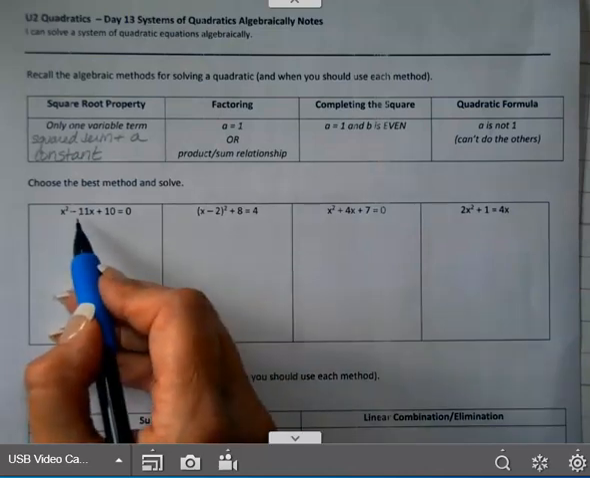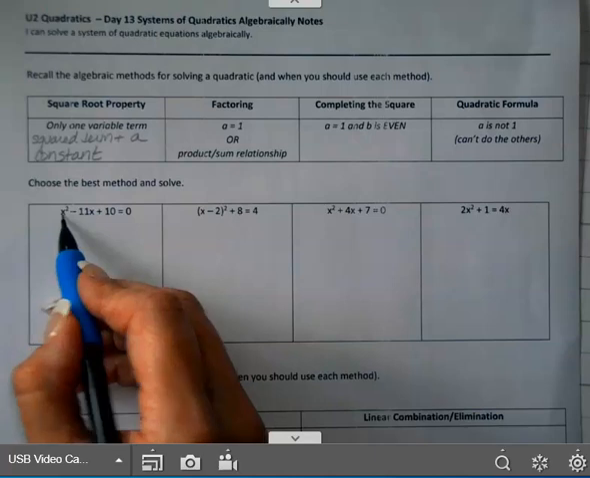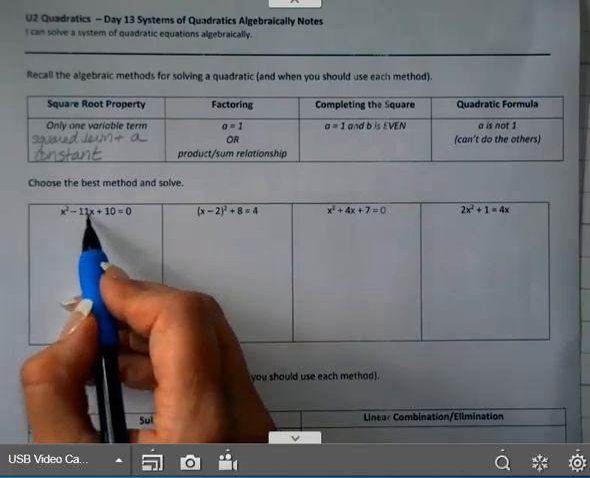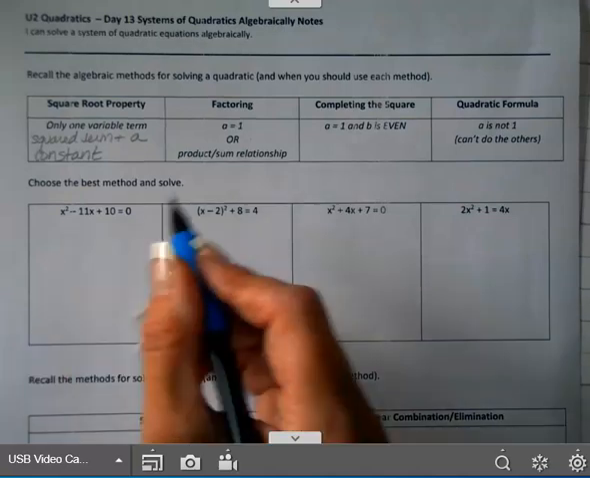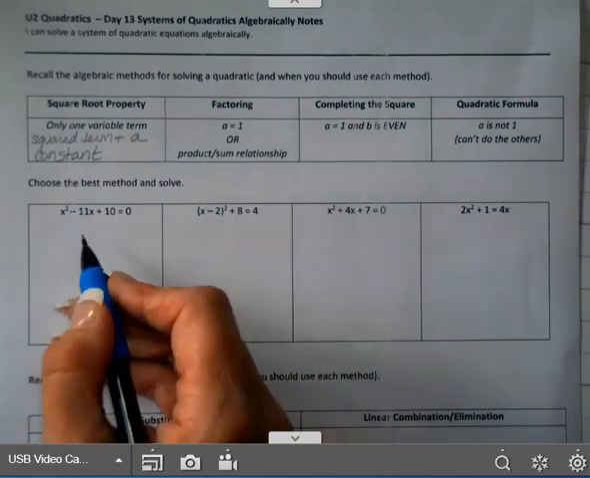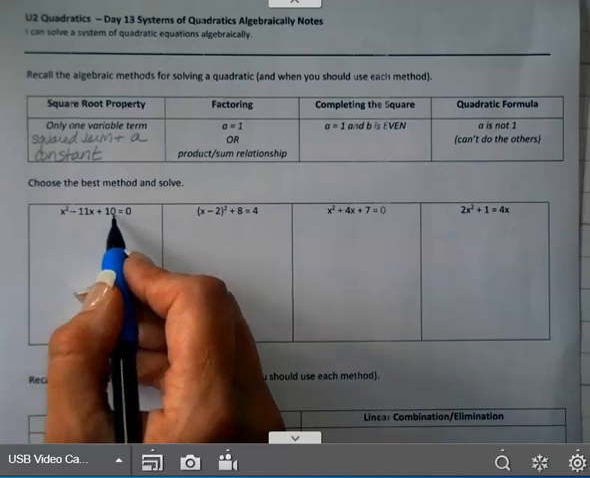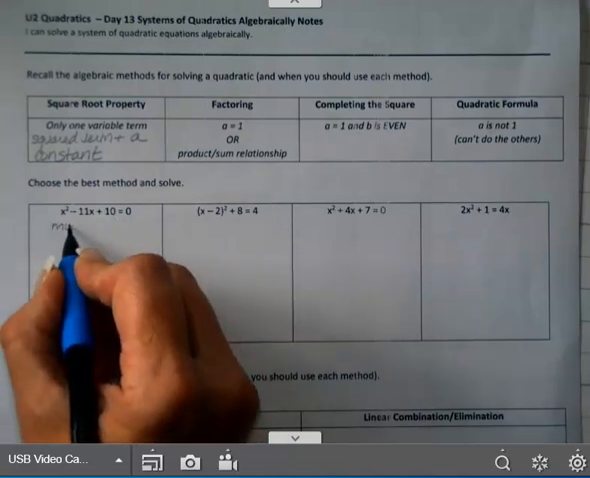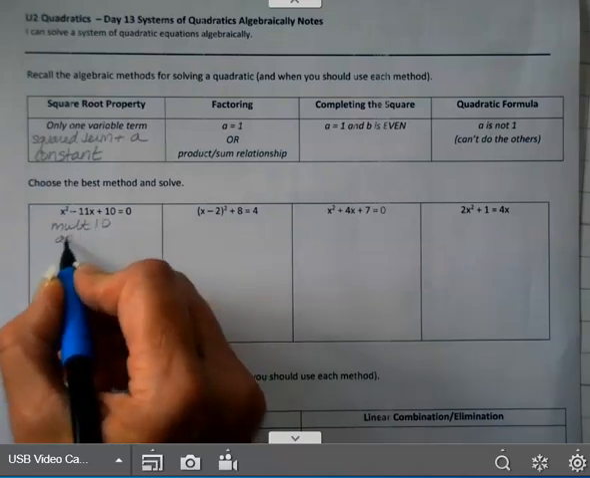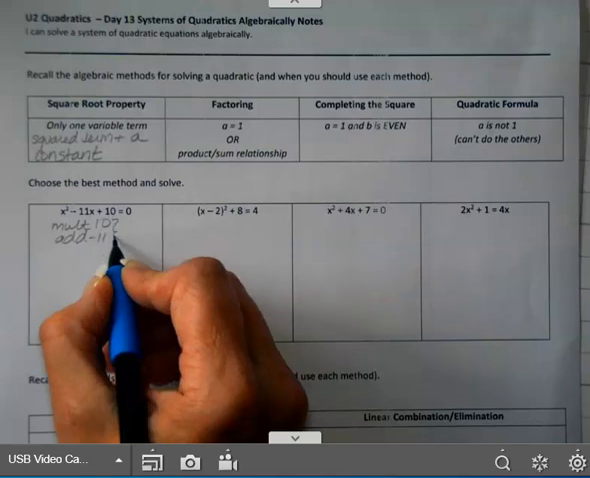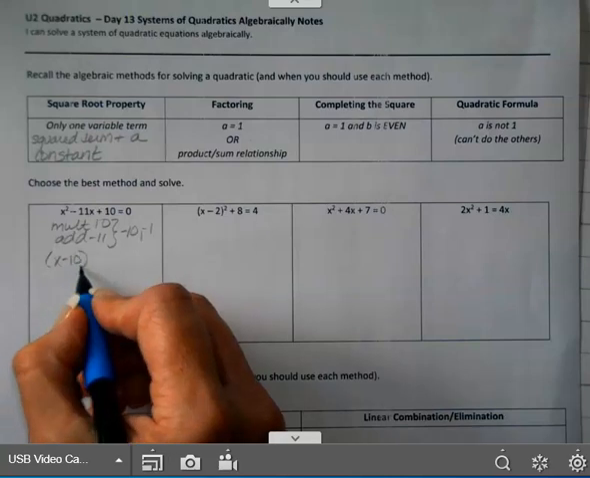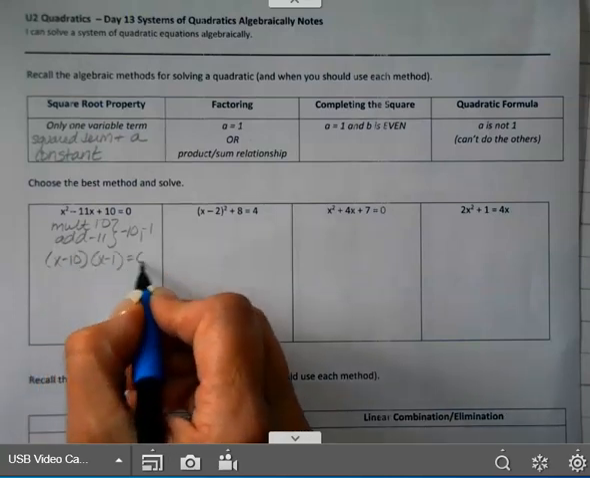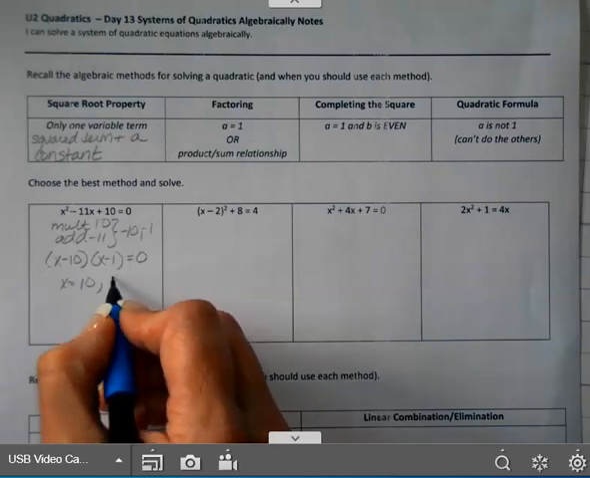For the first one, I have a squared term and a constant, but I also have another variable term. So since I have that middle term, you have a B term here, you don't want to use the square root property on this one. So let's try factoring. Does it have a product sum relationship? Is there anything that multiplies to 10 and adds to negative 11? And there is. Negative 10 and negative 1. So this factors into x minus 10, x minus 1. So x is 10 and 1 are my solutions.